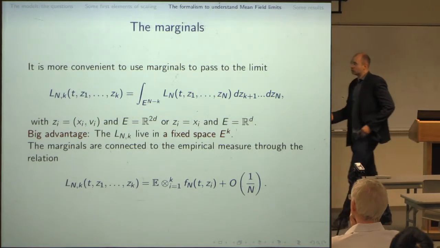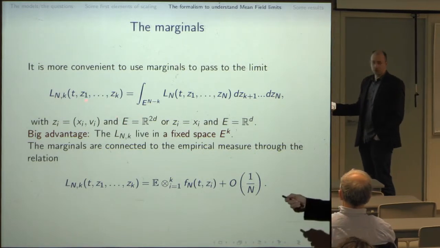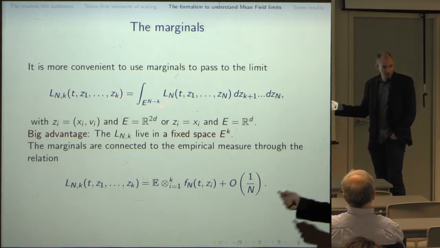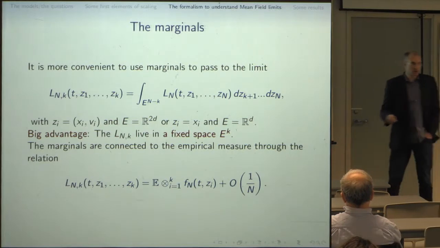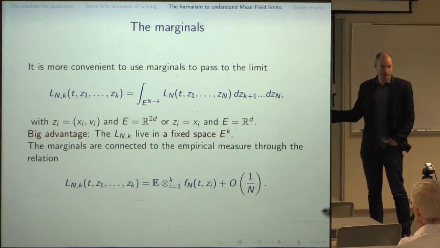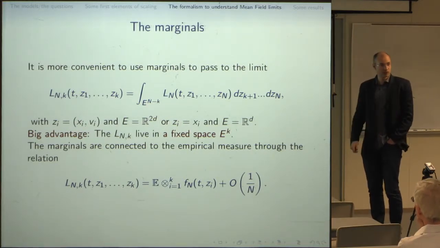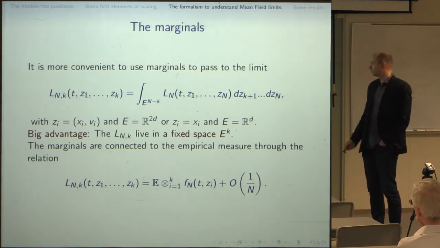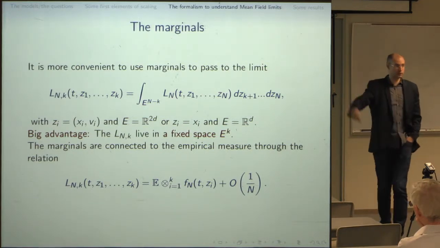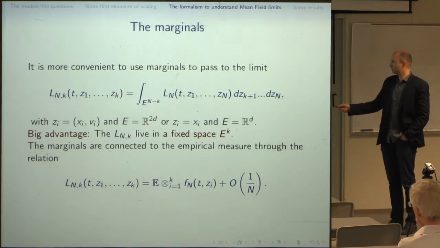Okay, so this leads me to the concept of marginal. A marginal is not the joint law, it's just the law of a fixed number of such objects. Again, remember that everything is invariant by permutation, so it doesn't matter which one I'm taking. So you choose k out of the n, and you write the law on those k, which, if I have the joint law, simply means that I'm integrating with respect to the n minus k other variables. And here again, this space is either R to the power 2d or R to the power d.